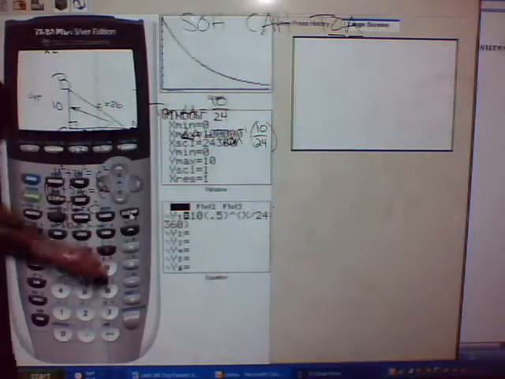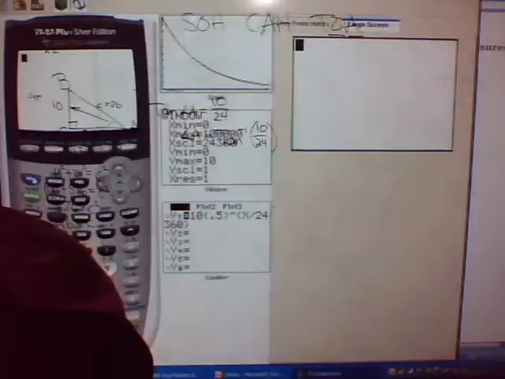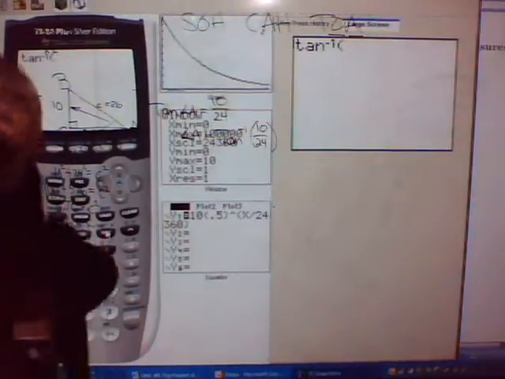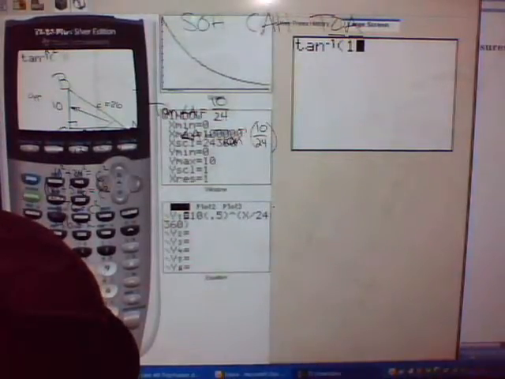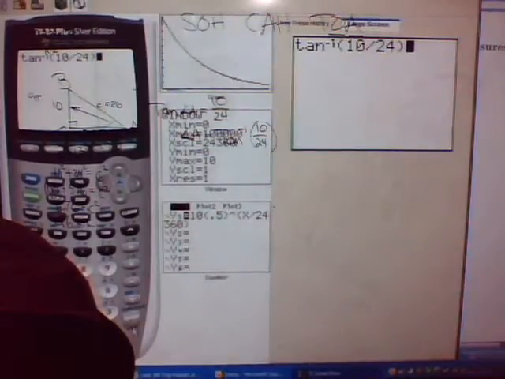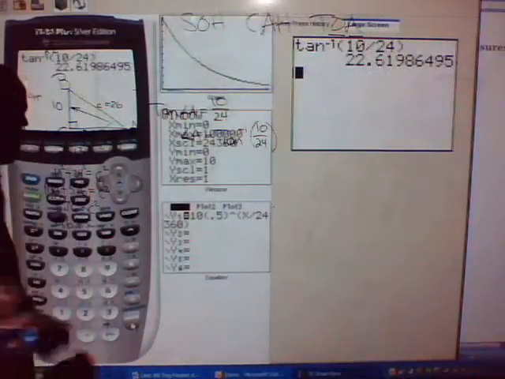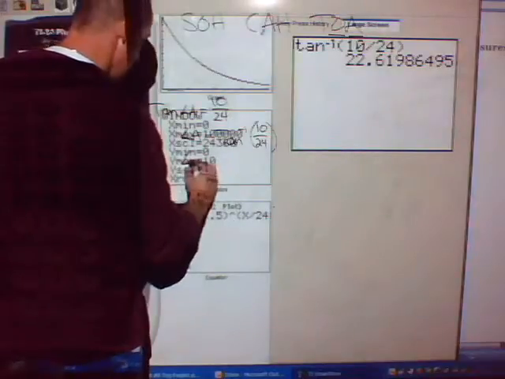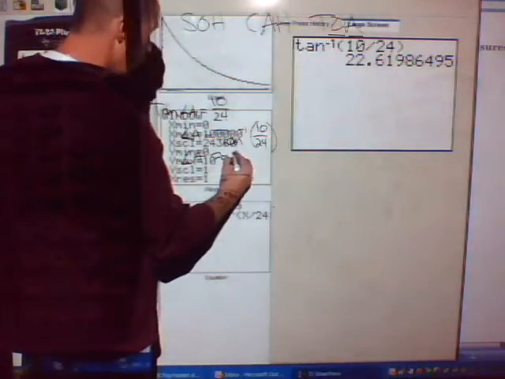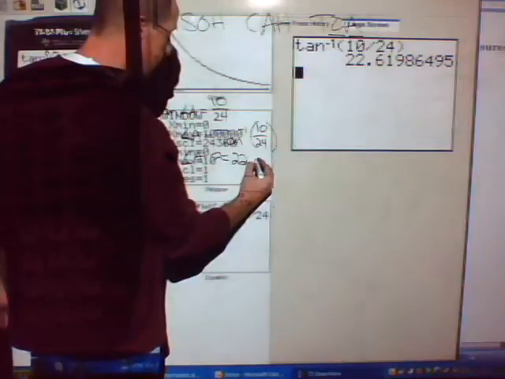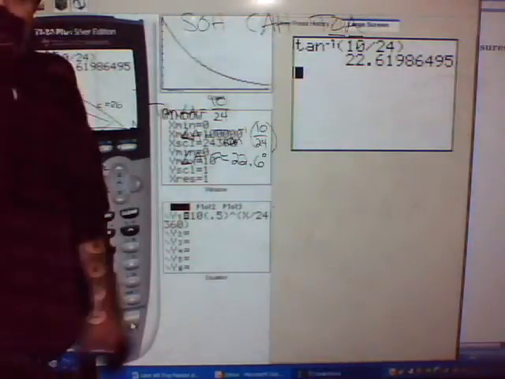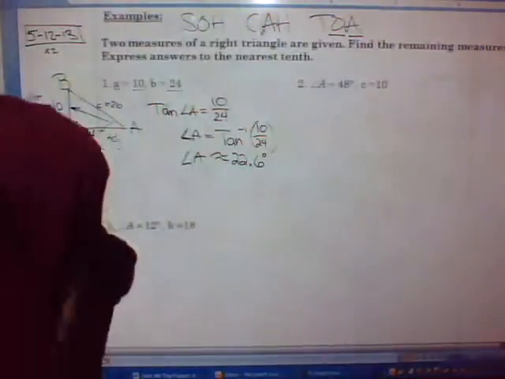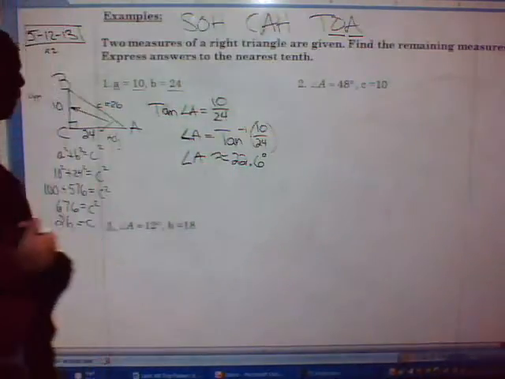So, we hit second tangent. So, second and tangent, we get tan to the negative 1. And we'll just follow it right over here. Of 10 divided by 24, and we get that angle A is approximately equal to 22.6 degrees. Okay. So angle A, we now know, is approximately 22.6 degrees.